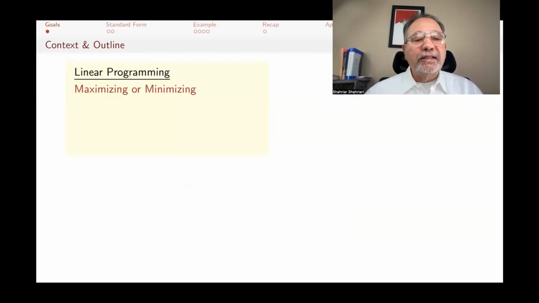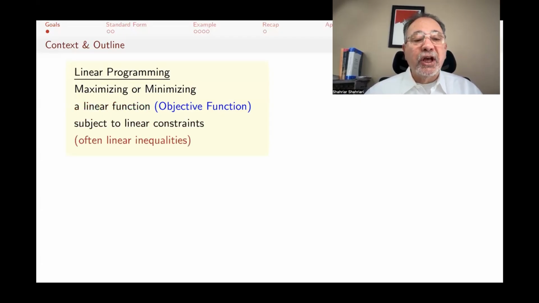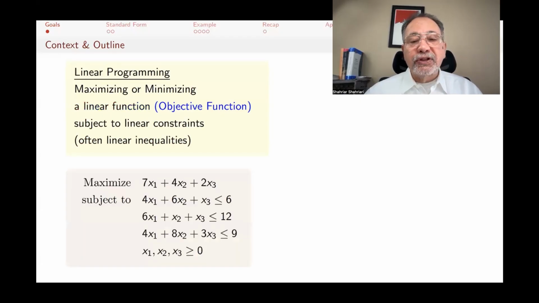Linear programming is about maximizing or minimizing a linear function, which we call an objective function, subject to linear constraints, often linear inequalities. For example, maximize 7x1 plus 4x2 plus 2x3 subject to these conditions. Things like 4x1 plus 6x2 plus x3 less than or equal to 6, and also sign constraints, things like x1 and x2 and x3 being greater or equal to 0.